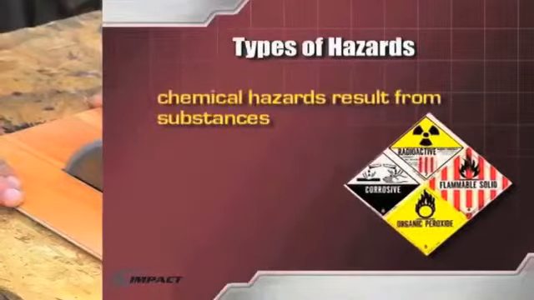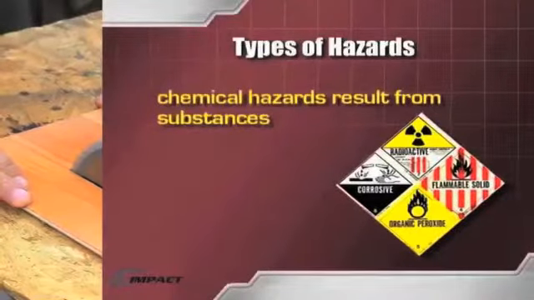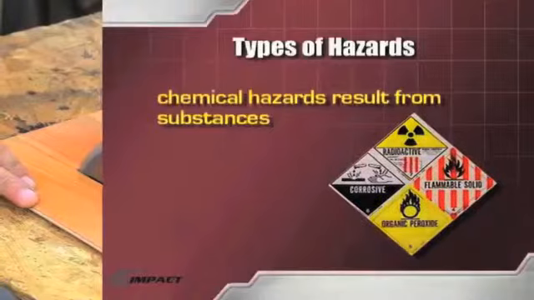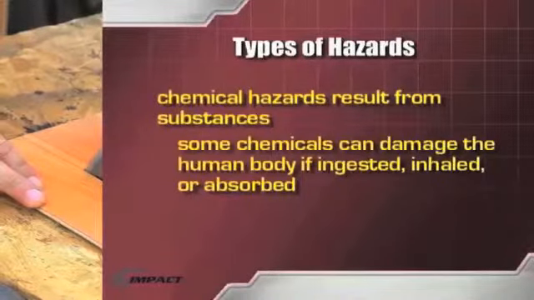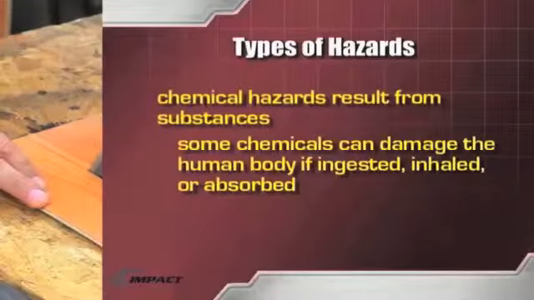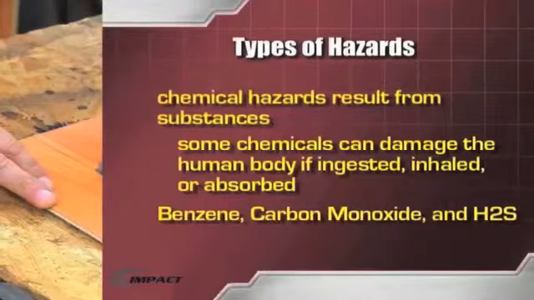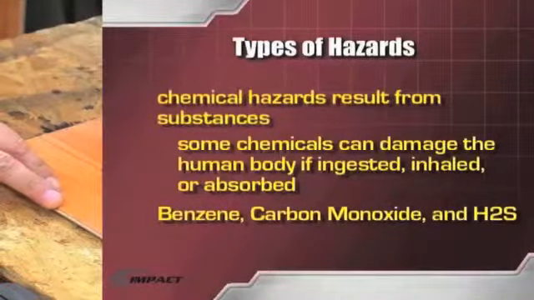Chemical hazards are non-living hazards which result from substances, including solids, liquids, or vapors, which could potentially interact. Some chemicals can damage the human body if ingested, inhaled, or absorbed. Examples of chemical hazards in our industry are benzene, carbon monoxide, and H2S, otherwise known as sour gas.